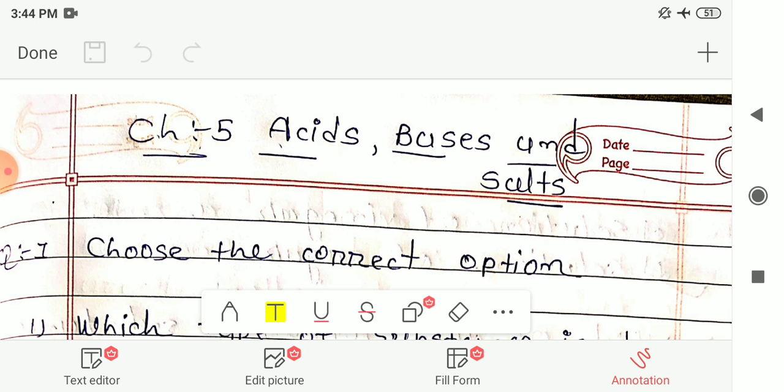Then we had seen some properties of acids and bases. Acids are sour to taste and they change blue litmus paper into red. Hydrochloric acid, sulfuric acid and nitric acid are strong acids and these acids are used in the laboratories. Then we had seen that bases are bitter, or you can say astringent, to taste and feel soapy to touch, and they change red litmus paper into blue. Sodium hydroxide, potassium hydroxide, etc. are strong bases and these bases are used in the laboratories.